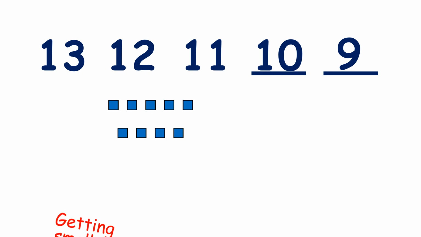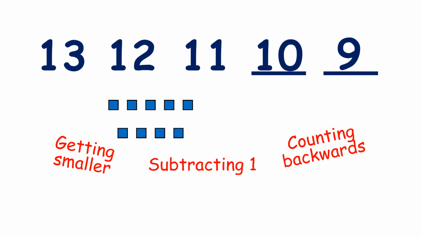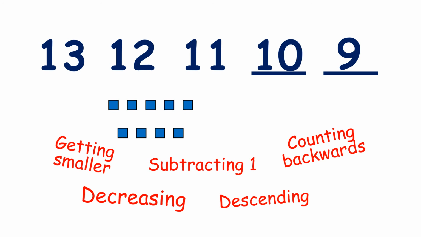What can you tell me about this number sequence? Well, maybe you remember that we can describe the numbers as getting smaller by 1 each time. We can say that we're counting backwards. We can say that we're subtracting 1 or taking 1 away each time. We can say that we're decreasing by 1 each time, or that the numbers are decreasing. Or we can say that the numbers are in descending order, so they're going from bigger to smaller.